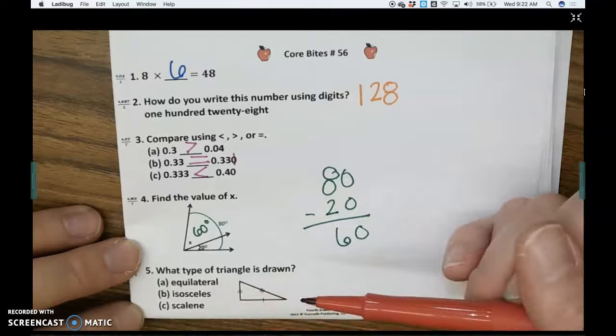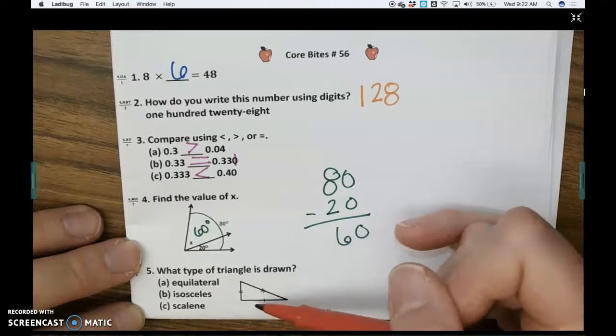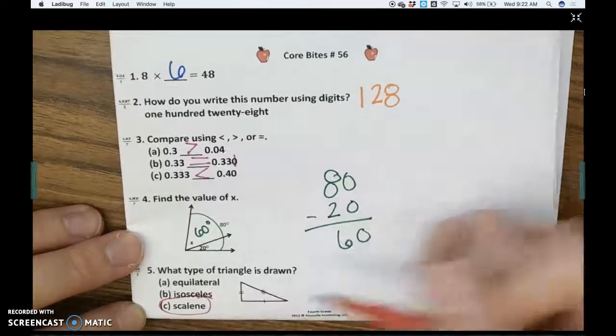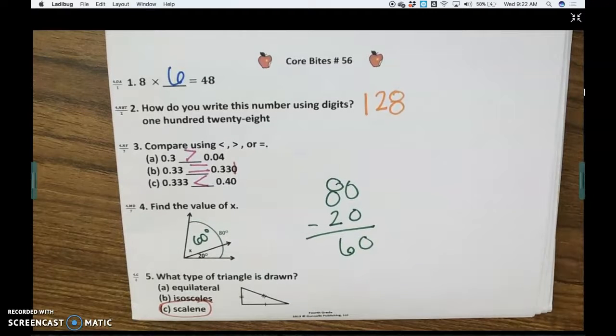Isosceles is the one that has to have 2 congruent sides. And in scalene, they can all be different sizes. So the answer for this one would be scalene. And we said that because none of the sides are congruent.